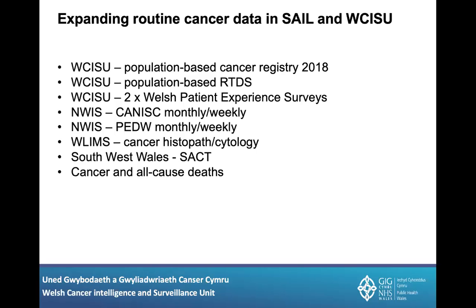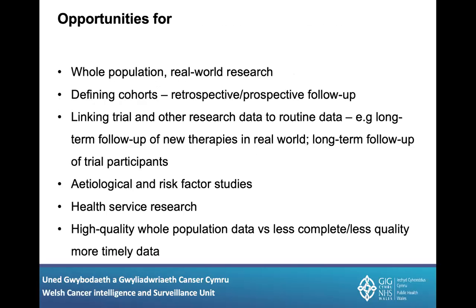So you can begin to see how this range of routine data can be timely, it can be high quality with some lag, and there is a vast range there that's on the whole potentially untapped, especially if you think we can link this to more detailed research data as well. So the whole population data in SAIL of various sources allows for real-world research. Cohorts can be defined of cancer or non-cancer patients, and they can be followed up retrospectively or prospectively. You can link trial and other research data, such as surveys, to routine data or to some of these cohorts.